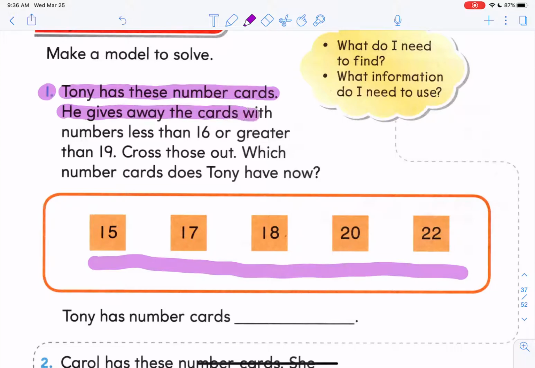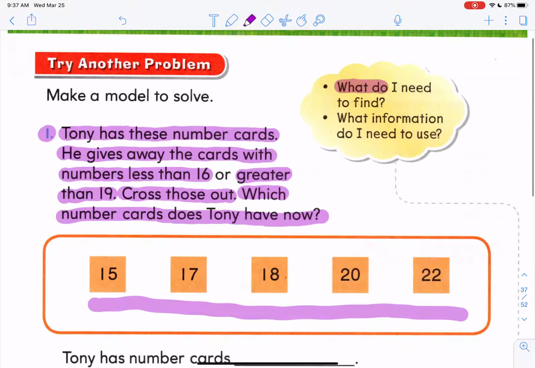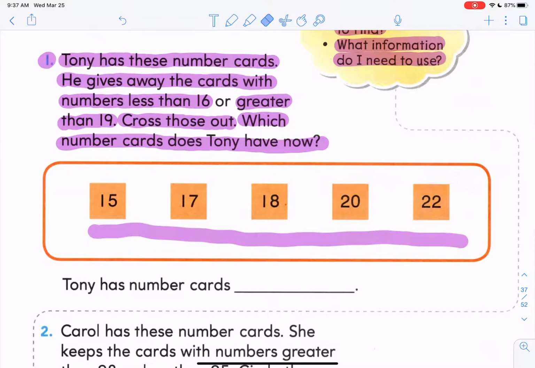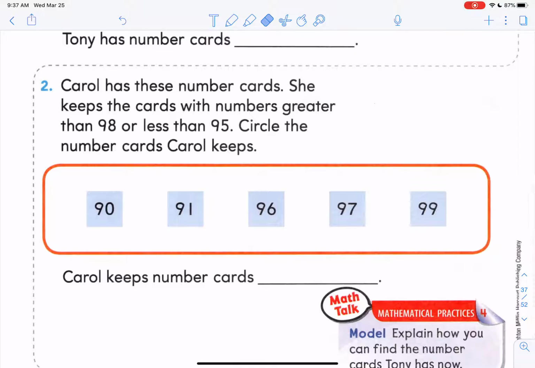He gives away the cards with numbers less than 16 or greater than 19. Cross those out, just like we did. Which number cards does Tony have now? And it gives you a little bit of help up here. Think, what do I need to find? What information do I need to use? And you can go back, read the problem again, see if you can figure out which number cards Tony has. For problem 2, I'll read this one.